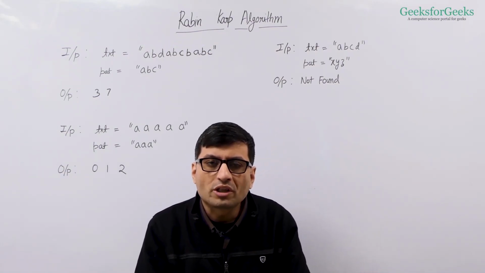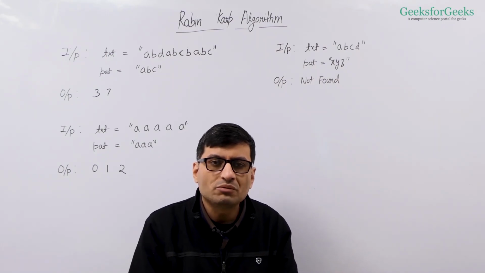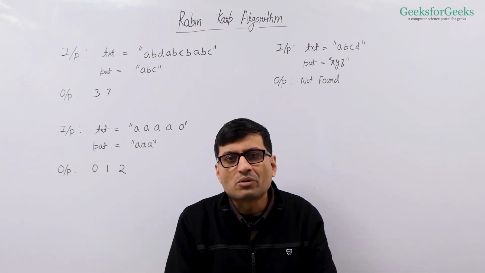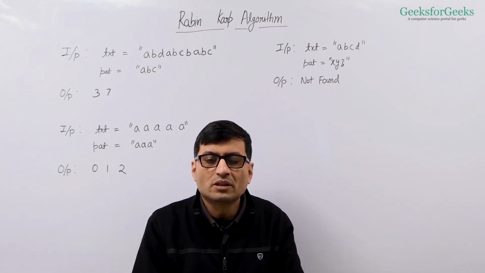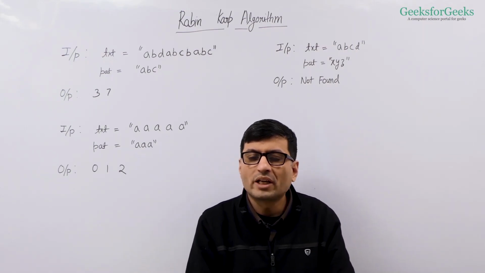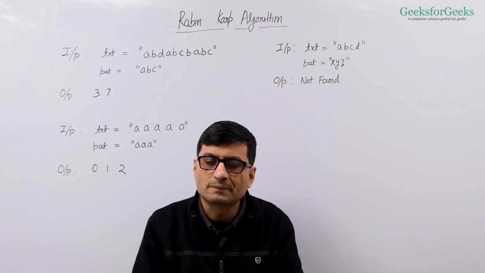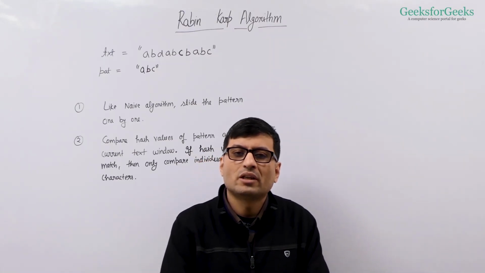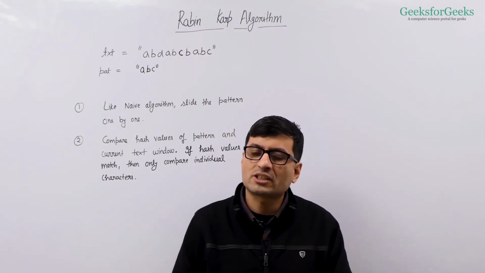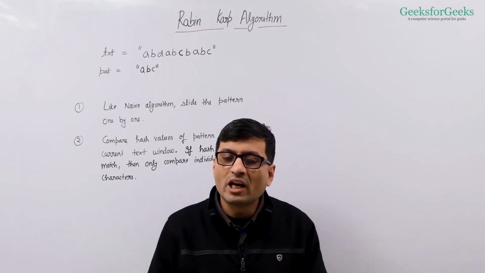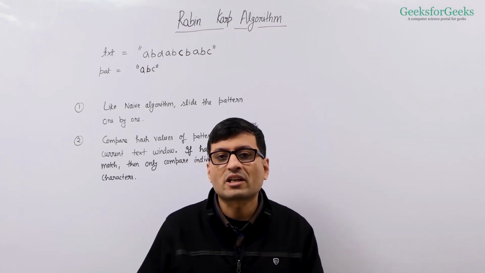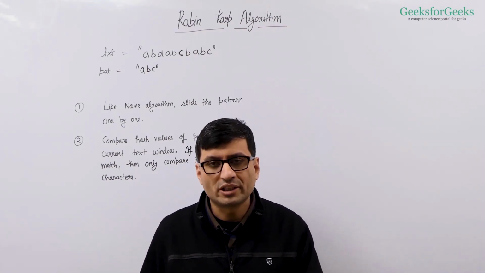We have already talked about naive string searching algorithm, which is quadratic in time. Now we are going to talk about an optimized algorithm. This algorithm is also quadratic in worst case, but it works better in general. Like naive algorithm, in Rabin Karp also, we slide the pattern over the text one by one. But unlike naive algorithm, when we slide the pattern, we do not start comparing the individual characters immediately.